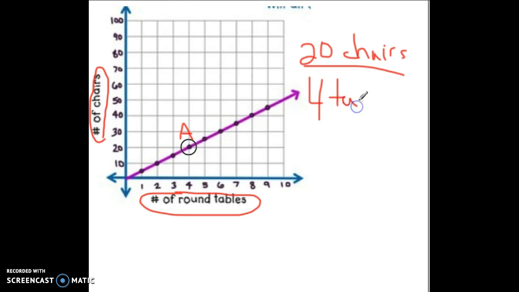Now, if you wanted to go ahead and work that out, that's actually 5 chairs for every table. But the important thing is you can interpret what this point means right here. 20 chairs for 4 tables. How hard is that?